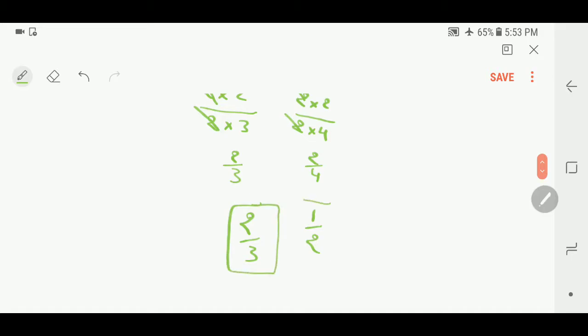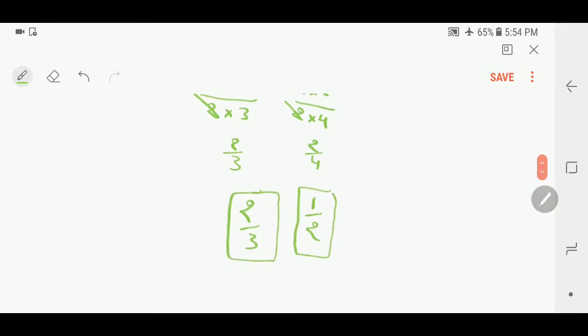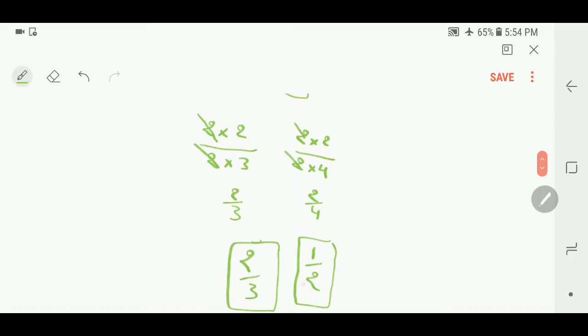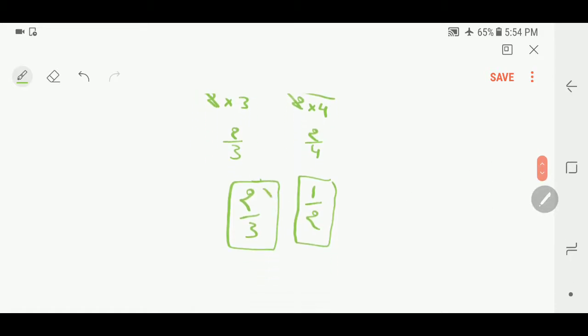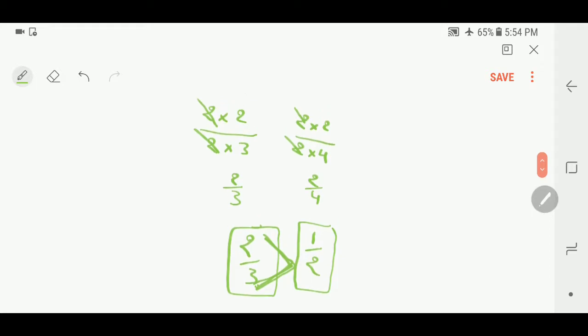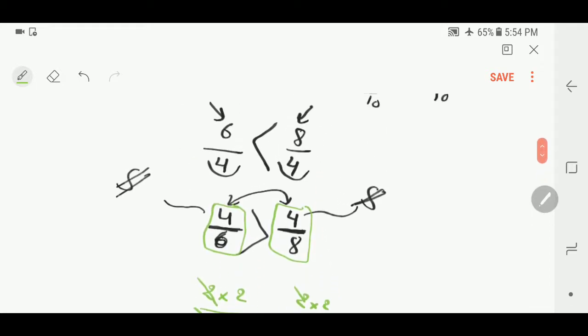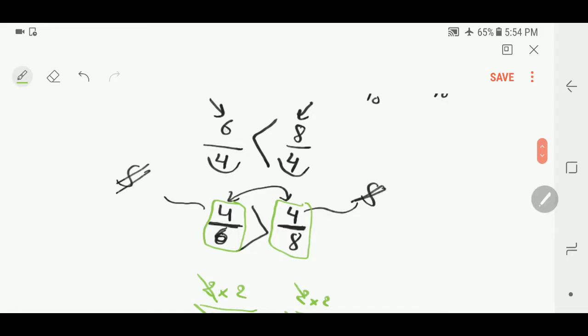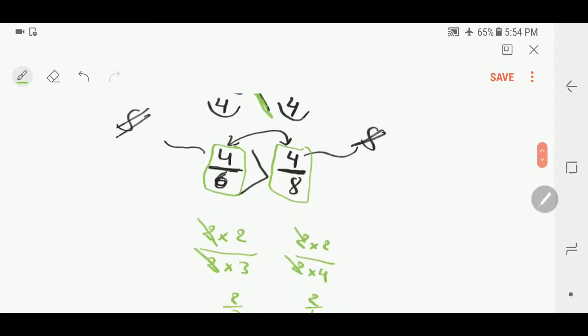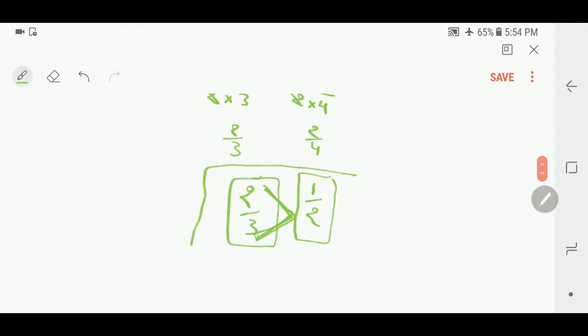Now we went back to the same example we had before. Remember? Between 2/3 and 1/2. Of course, 2/3 is greater than 1/2. But when you make them the same denominator, it makes your life easy. 6 over 4 with 8 over 4, it's easy to tell that this is greater. But when you have them like this, sometimes it's confusing because they don't have the same denominator.